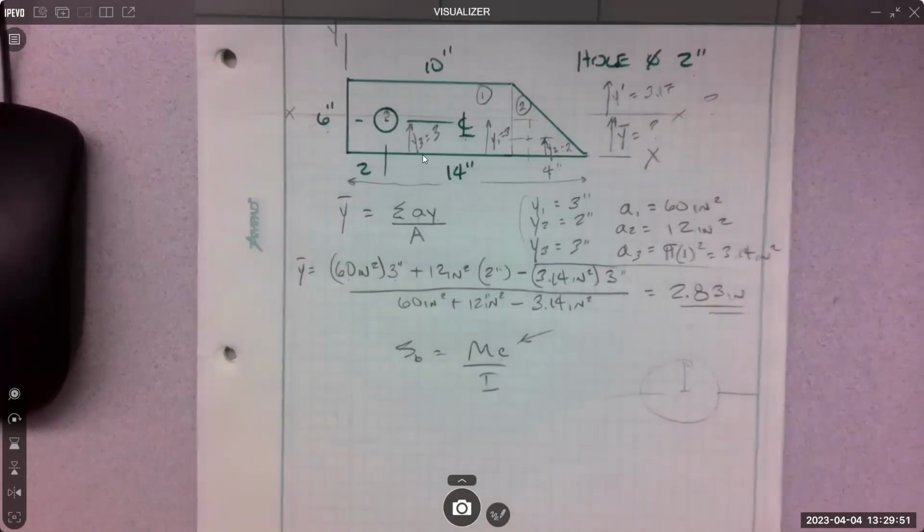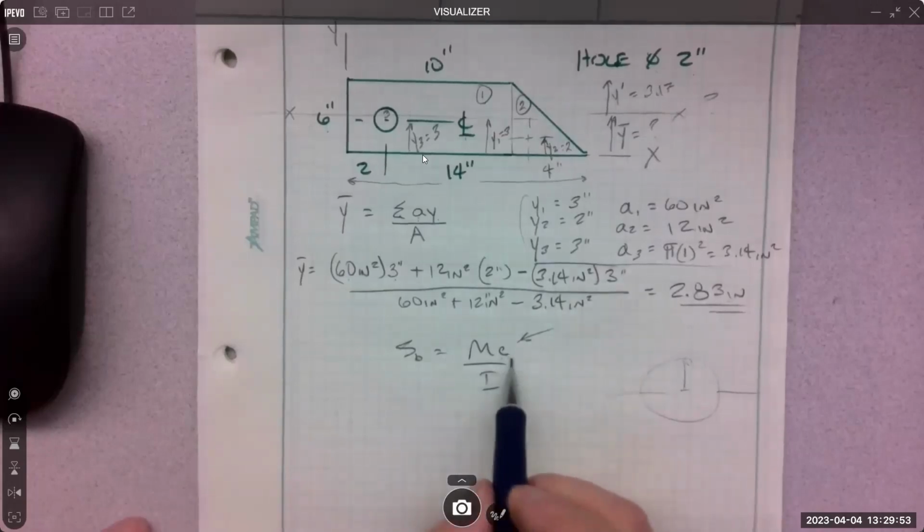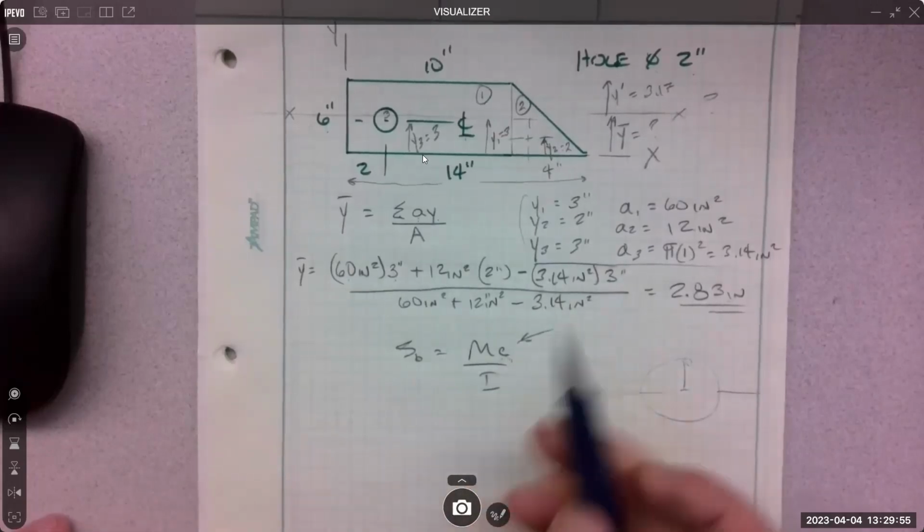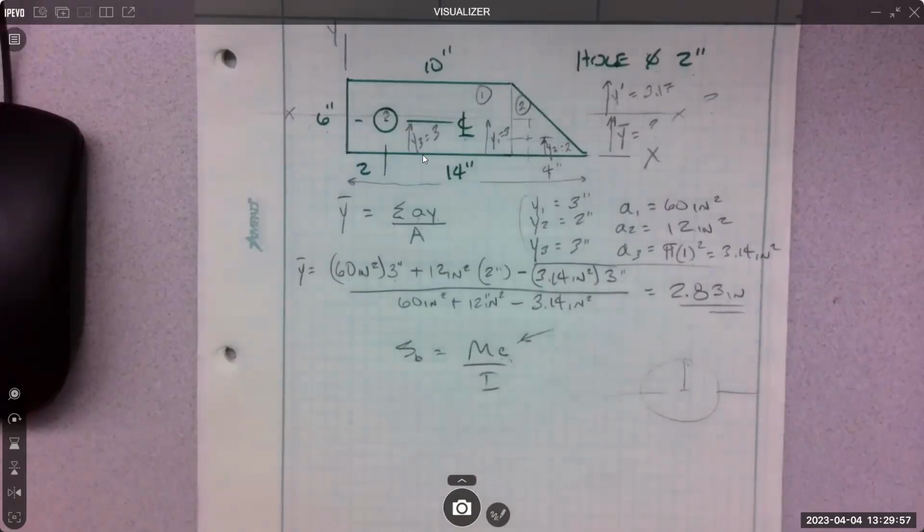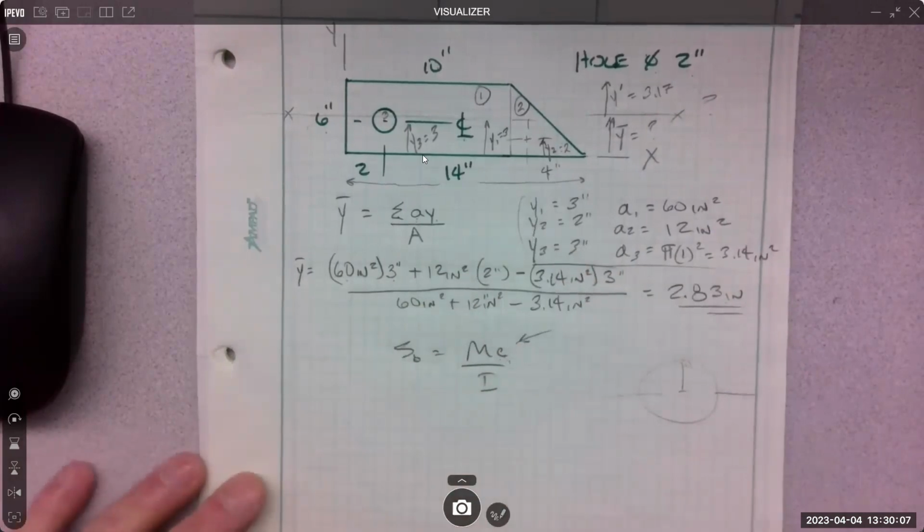Make sense? So when we get to bending stress, we need C. The only way to get C, if it's a wonky, complicated shape, which I won't give you on an exam, but that's how you'd find it. You have to go through all of this first and then go into bending stress, right? Okay, cool.